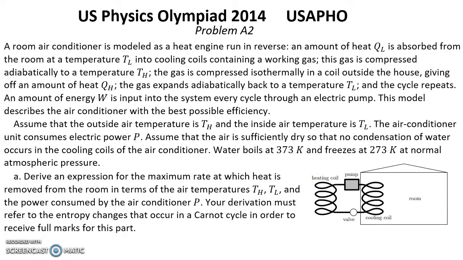Question A. Derive an expression for the maximum rate at which heat is removed from the room in terms of the air temperatures TH, TL, and the power consumed by the air conditioner P. Your derivation must refer to the entropy changes that occur in a Carnot cycle in order to receive full marks for this part. Solution.